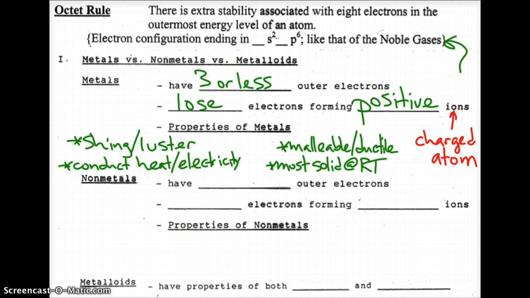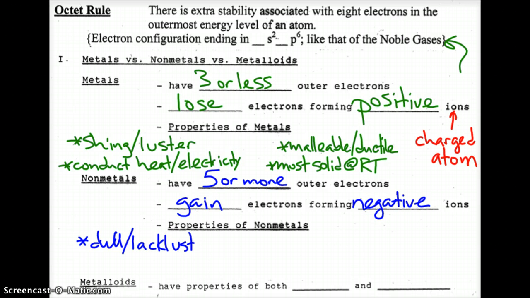Now, if we think about the nonmetals on the right side of the table, those are going to have almost all opposite properties. They're going to have 5 or more outer electrons. They're going to want to gain electrons to form negative ions. And the properties of nonmetals are, again, pretty much reversed. They're not shiny, they are very dull, or another word for that is lackluster. They do not conduct, therefore they are insulators. A lot of them, almost all of them, are very, very brittle.